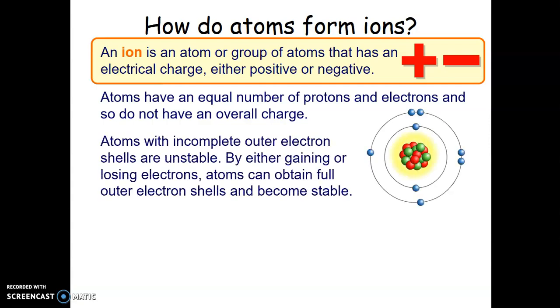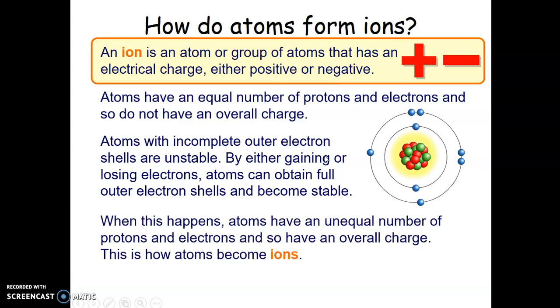So, most atoms have incomplete outer shells. That means they are unstable. What they want to do is they want to end up with a full outer shell, either by filling in a gap or gaps in their outer shell to fill it up, or by losing spare electrons from their outer shell to end up with the next shell in as the outer shell.